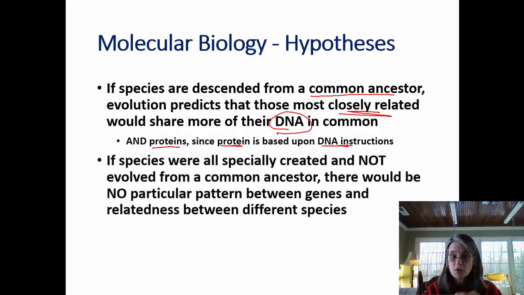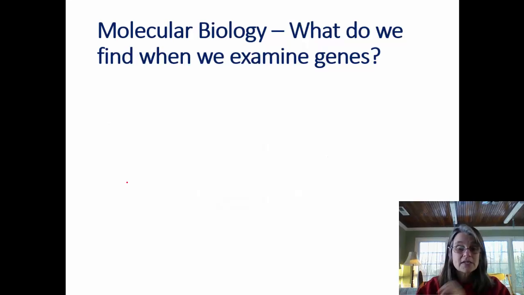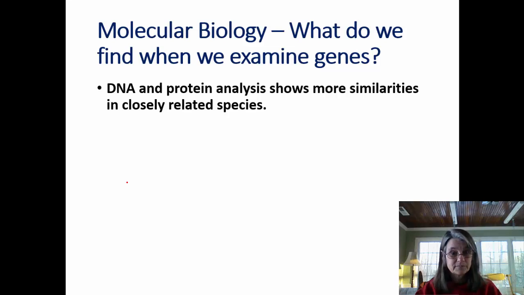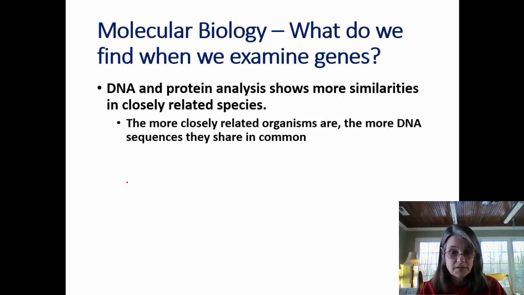Conversely, if species were all specially and individually created and not evolved from a common ancestor, you would not expect to find any particular pattern between genes and relatedness between different species. There wouldn't be any relatedness. Okay, so what is it that we actually find when we examine genes? Do we find a relationship between genes and relatedness or not? Okay, unequivocally, when DNA and proteins are analyzed, we see that more similarities exist in closely related species.